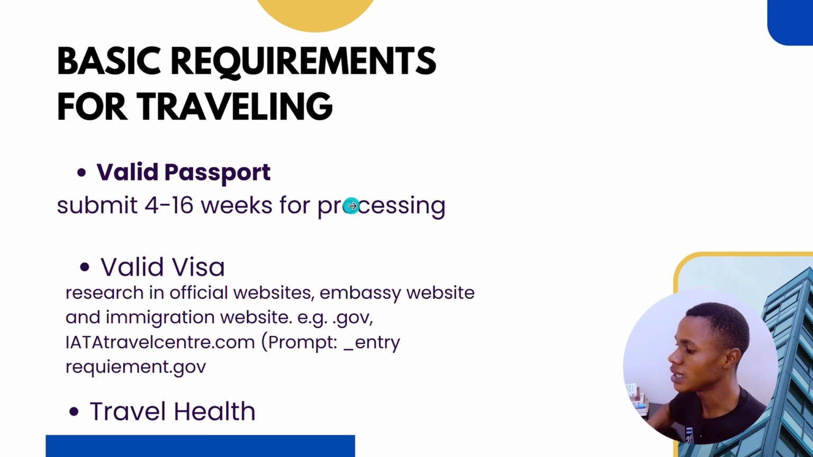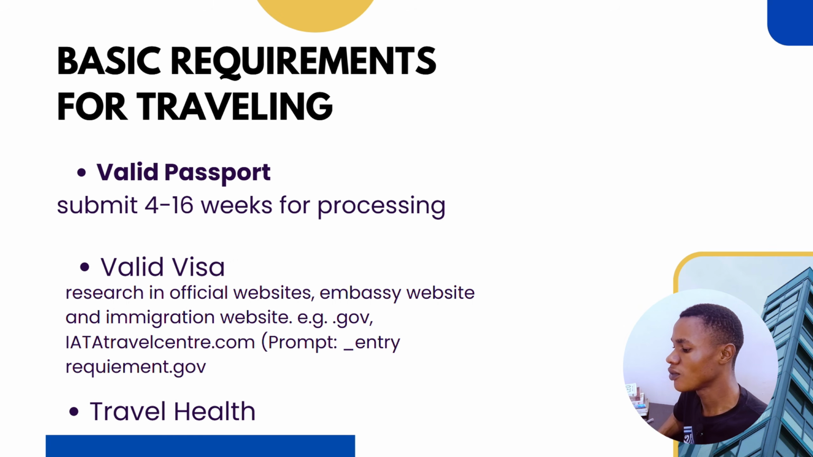And of course, these are the basic requirements for traveling. When your boss wants to travel, these are the three things he needs. He needs a valid passport. And of course, you need to submit his passport to the agencies 4 to 6 weeks before the traveling, so that it can be processed, all right, because it takes time to process. And then of course, a valid visa. He needs a valid visa.